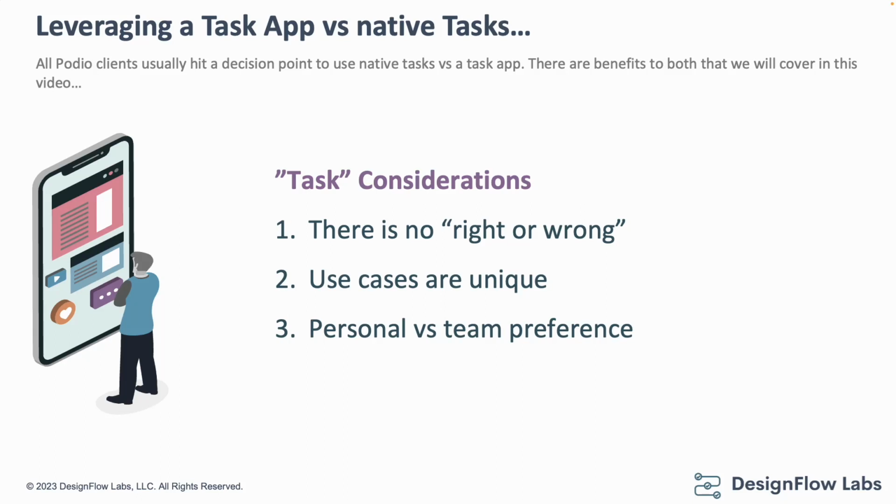What this comes down to is things like unique business cases. What is it you're actually trying to solve? What does that process look like? Where do tasks fit into that process? How do tasks work and fit into that process? And even down to the level of preference, right?